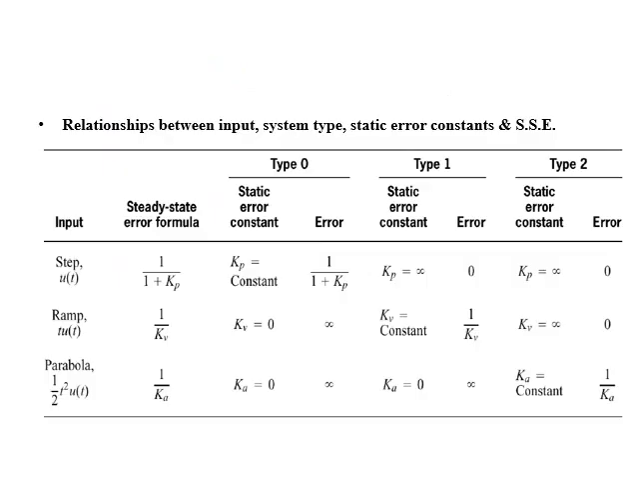This is just a conclusion of what we mentioned so far. We gather everything. We have here, for example, I will take the first column just to check what's happening. If the input is a step, the steady state error can be calculated by this formula. And when the system is type 0, that means there is no integrator, the static error constant is going to be a constant value, which gives me the error equal to a constant that can be calculated using this formula.